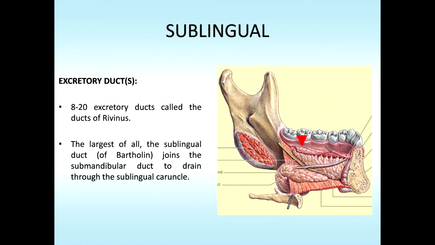To deliver the saliva into the oral cavity, the sublingual gland does it through several excretory ducts, numbering from 8 to 20, which are also known as the ducts of Rivinus. At the anterior part, we have a larger sublingual duct, also known as the duct of Bartholin, which joins the submandibular duct to drain through the sublingual caruncle.